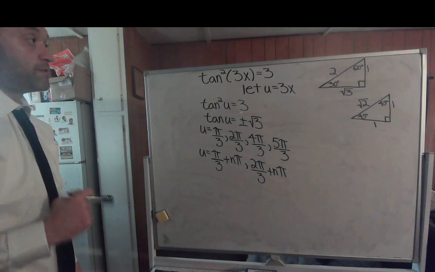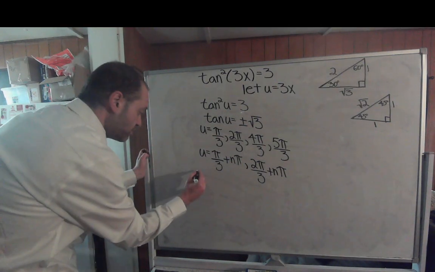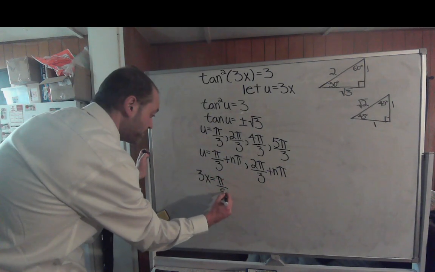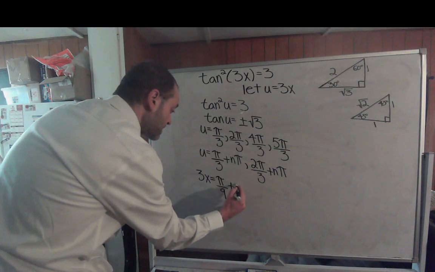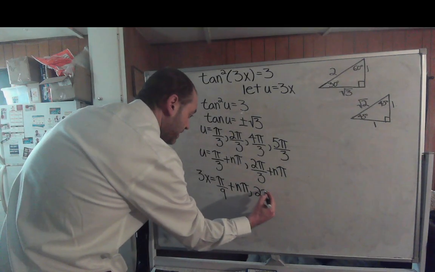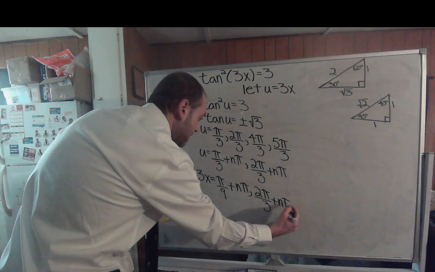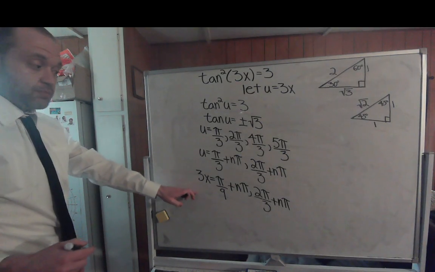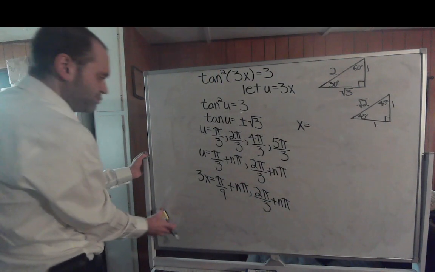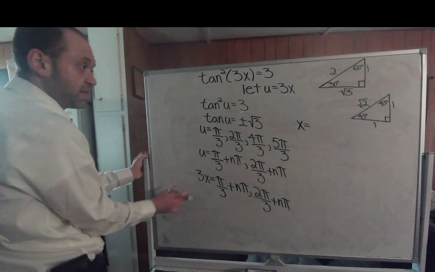Now, the fun part's going to be when we set the 3x where the u is. So that would mean 3x equals pi over 3 plus n pi, and then you would have 2 pi over 3 plus n pi. So divide everything by 3, you'll get your general solutions for x. So x would end up, why did I write pi over 9? I jumped a step ahead. That will end up being it, but I jumped a step ahead.